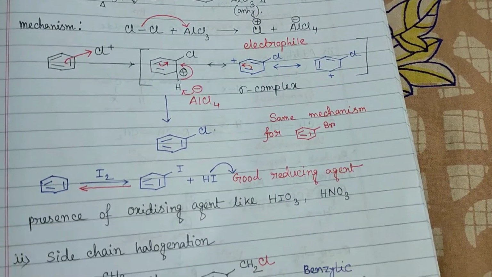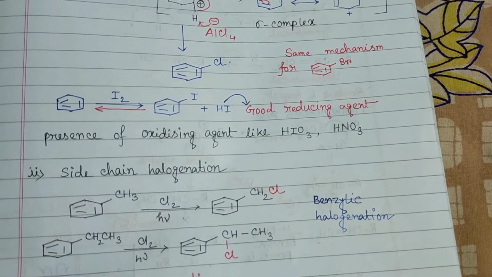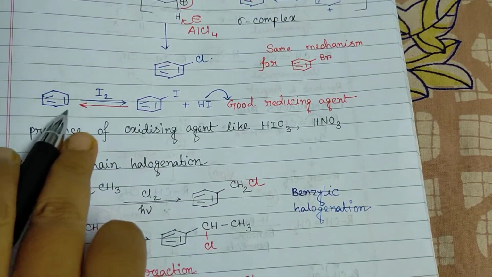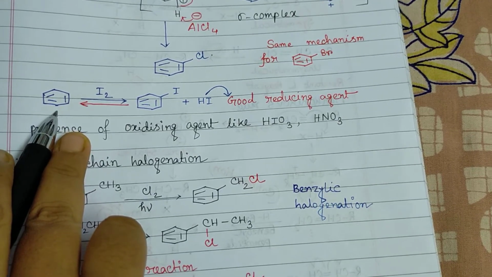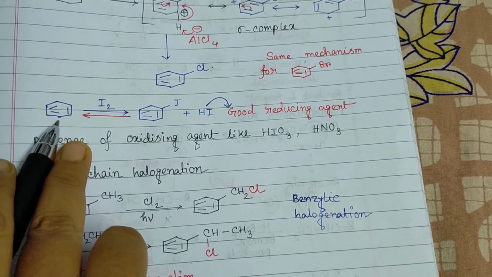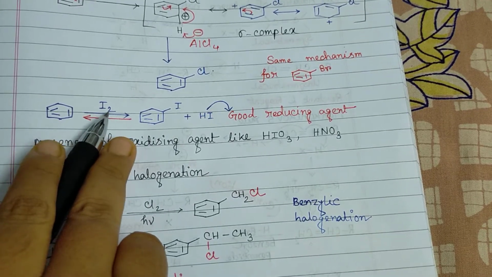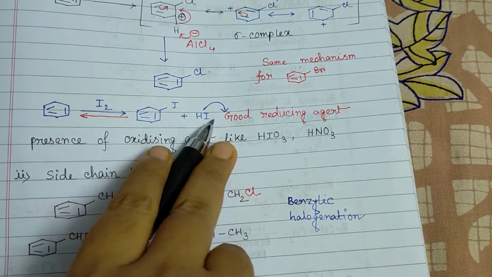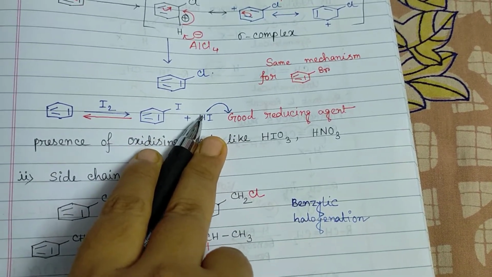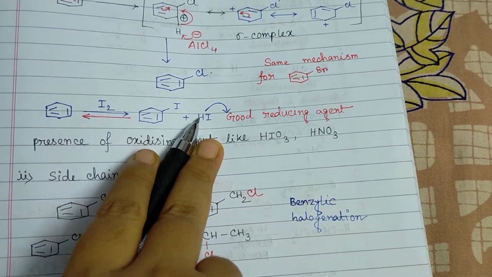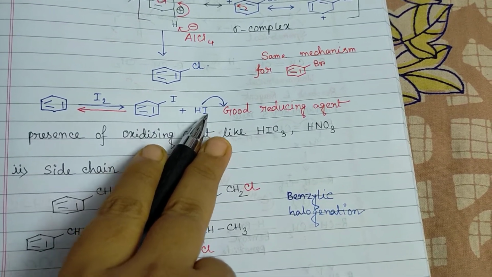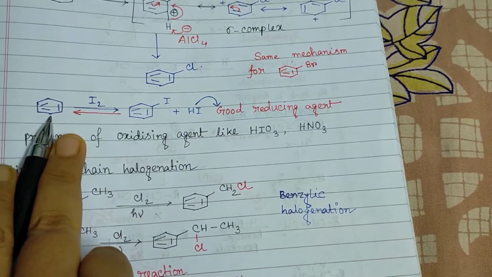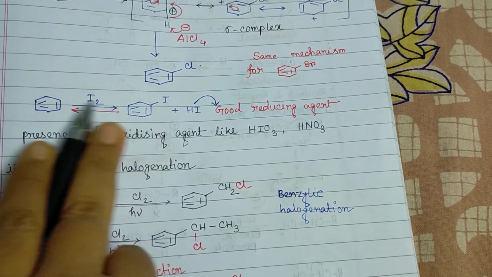The same mechanism is followed for bromobenzene formation, obviously. Next is the formation of iodobenzene. For this process we cannot add the iodine by the direct addition of I2. Why? Because the side product formed in this reaction, HI, is a very good reducing agent, and because of that it can reduce the iodobenzene again to iodine. So the process will be reversible.